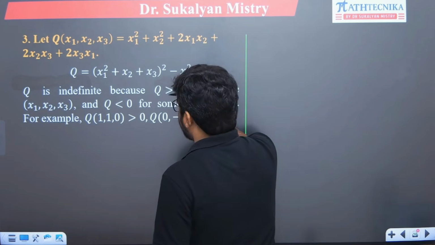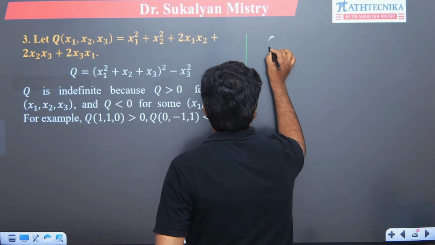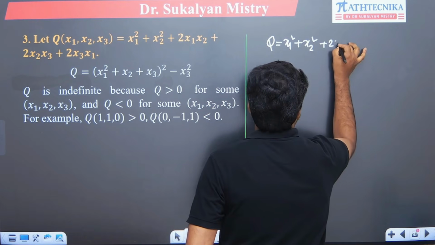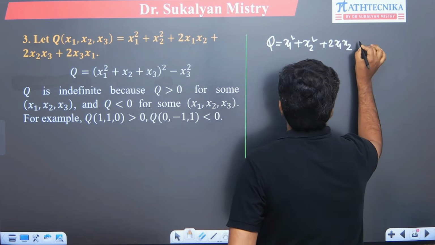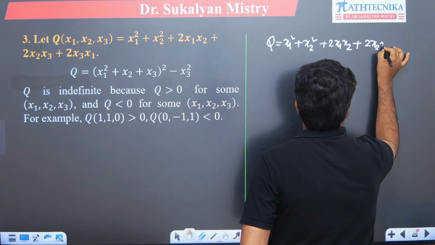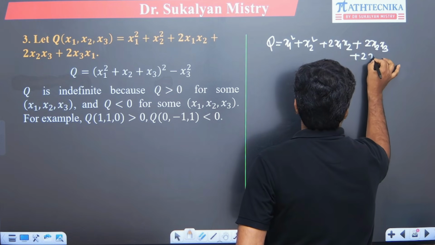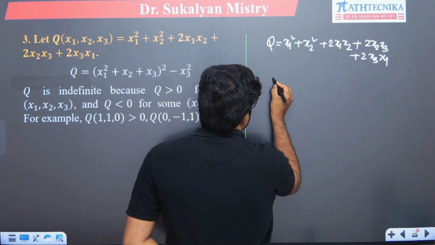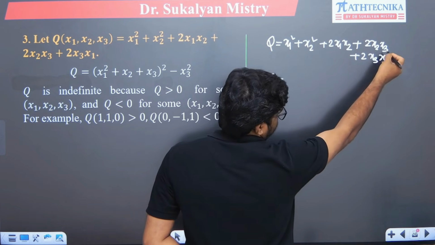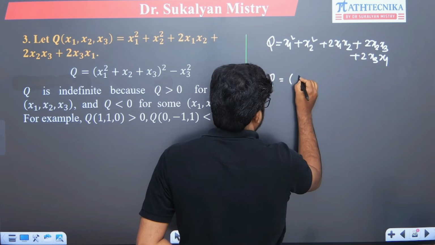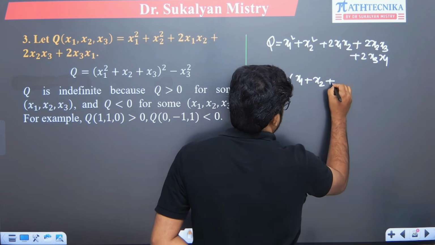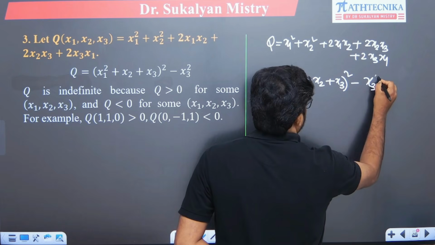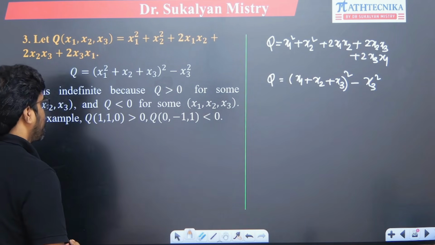So let us consider another example. What is indefinite? Suppose if we consider this quadratic form, x1 square plus x2 square plus 2x1 x2 plus 2x2 x3 plus 2x3 x1, so a square plus b square, so this can be a square plus b square, suppose plus x3 square, right? So minus x3 square, so x1 plus x2 plus x3 whole square minus x3 square. We can write this, right?